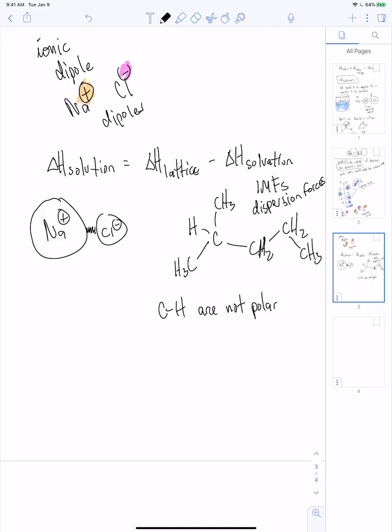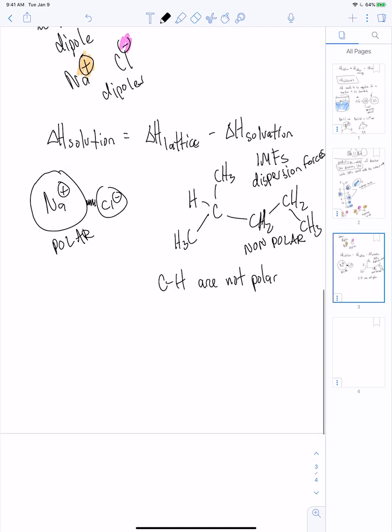Dispersion forces, or another word, temporary dipoles, is probably a better word because it actually describes what's going on there. But the IMFs are very weak. They're these weak dispersion forces. This is a non-polar molecule. And over here we have something that is extremely polar. Okay, so if the sodium chloride was hypothetically to dissolve, how would it interact with this molecule we've drawn?